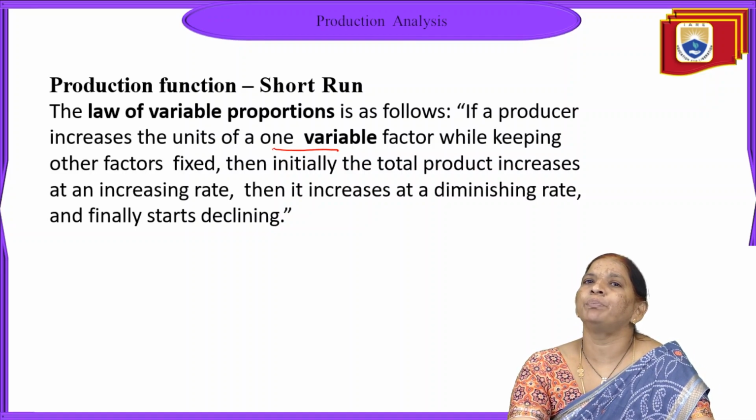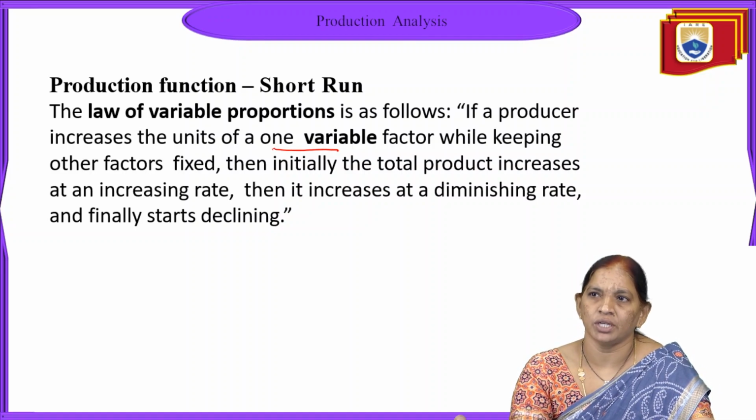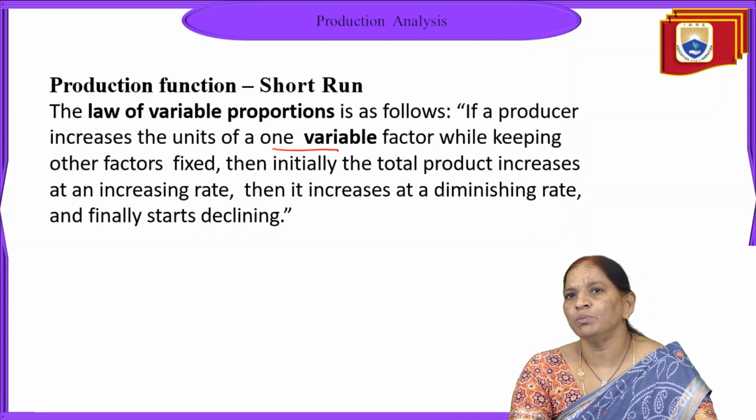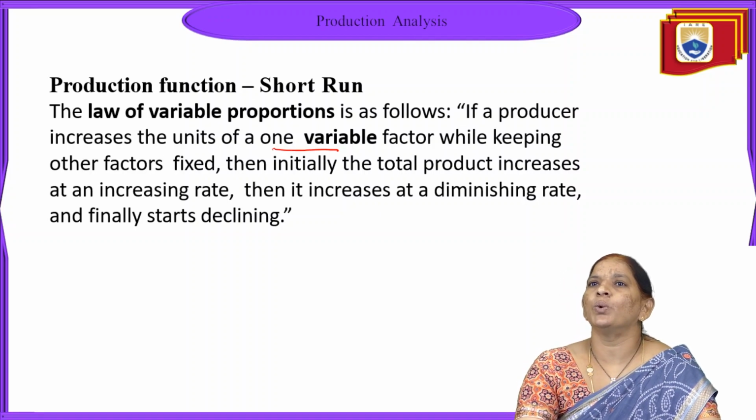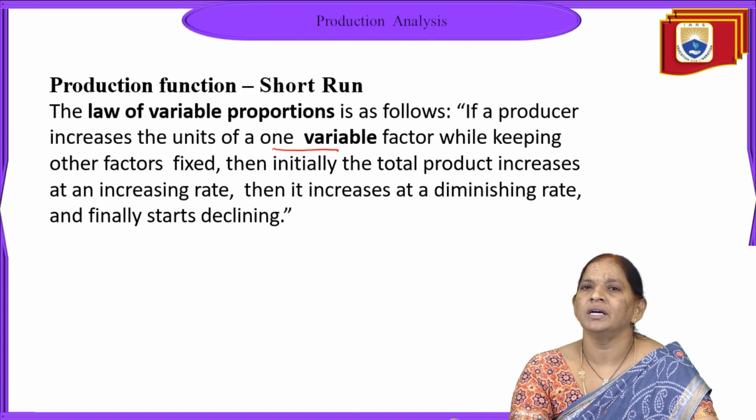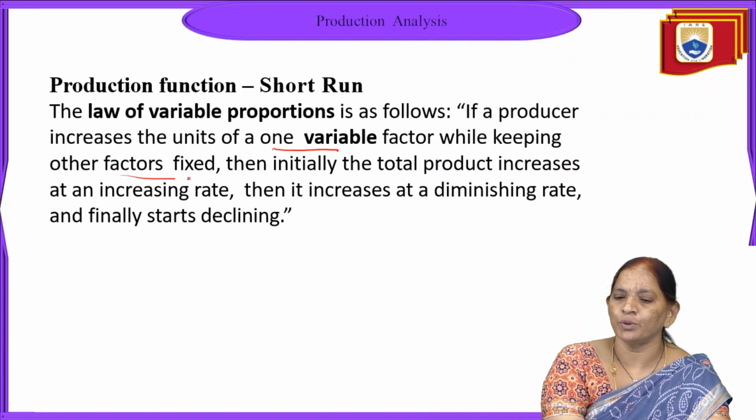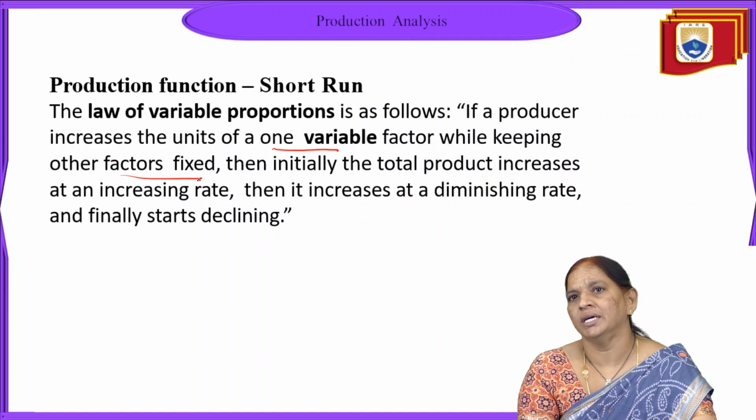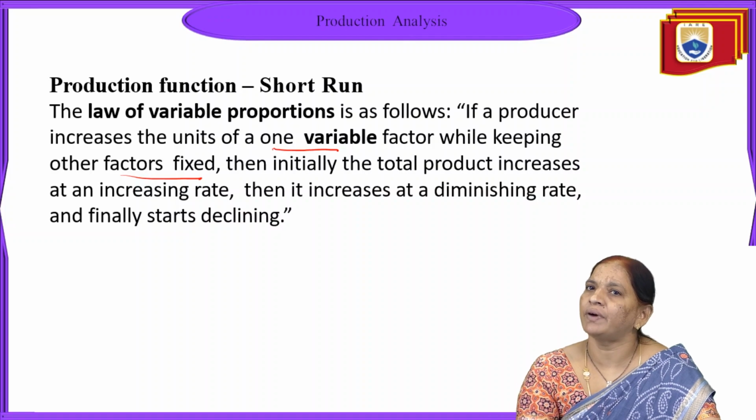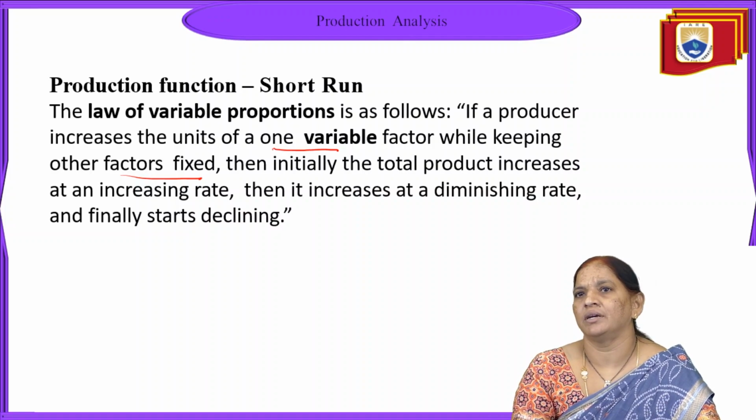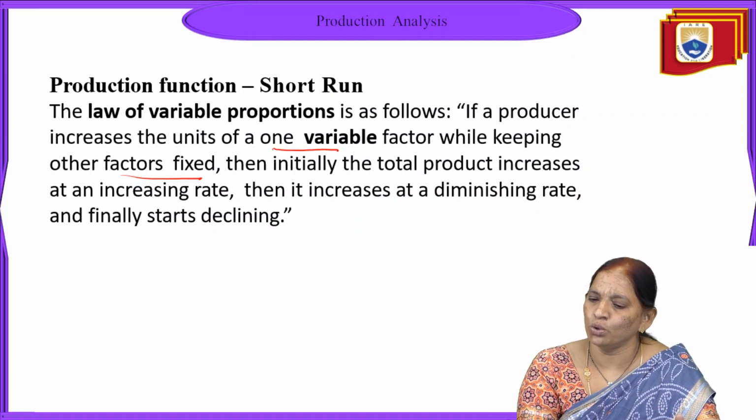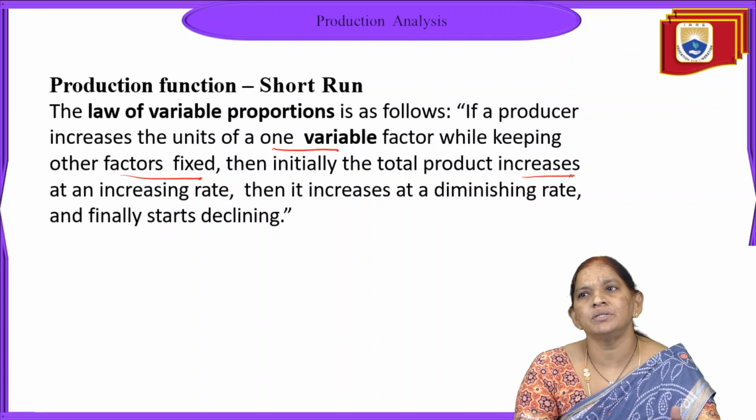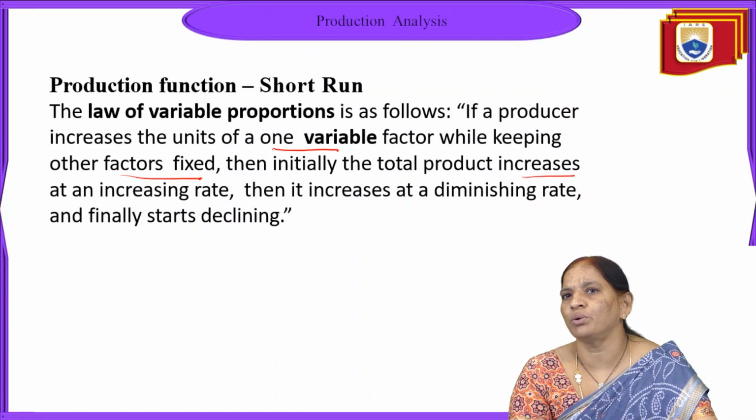Why? Because the time period is very limited. As we have a limited time period, we are unable to change all the factors of production. So we change one factor and keep the other factors of production fixed. Then initially, when one factor is increasing and the other factors are constant, in the first stage the production goes on increasing, say at a rate of 10%.